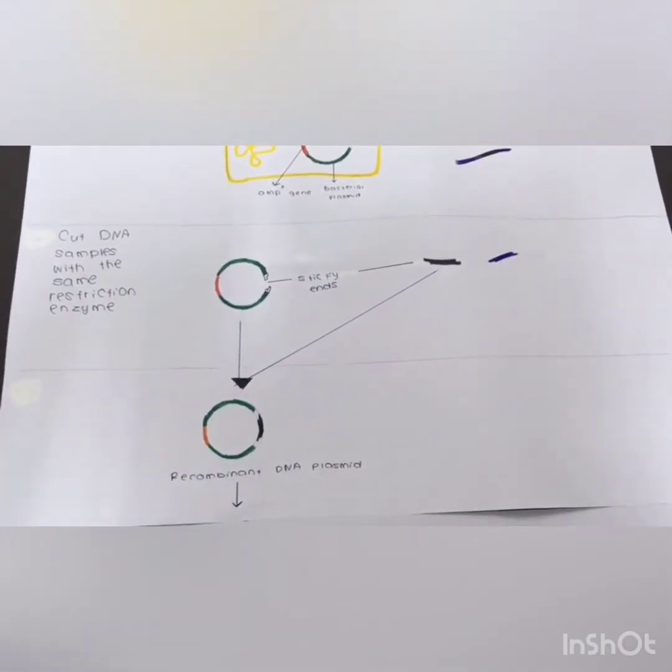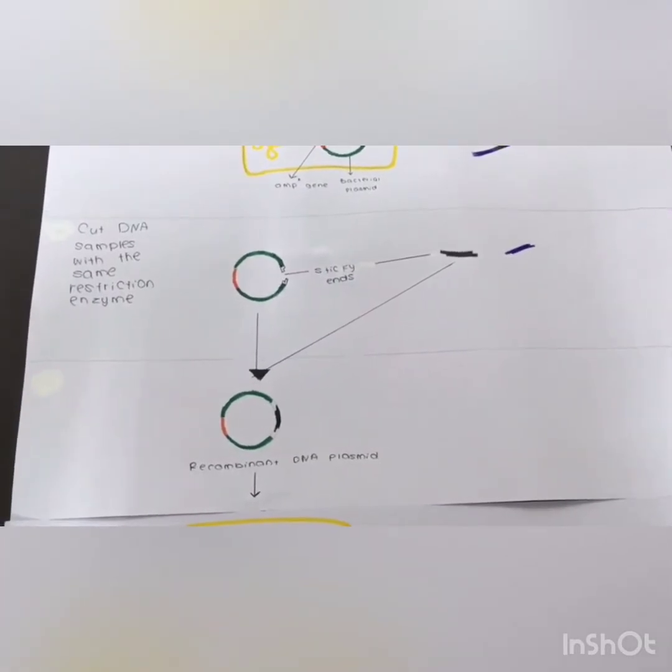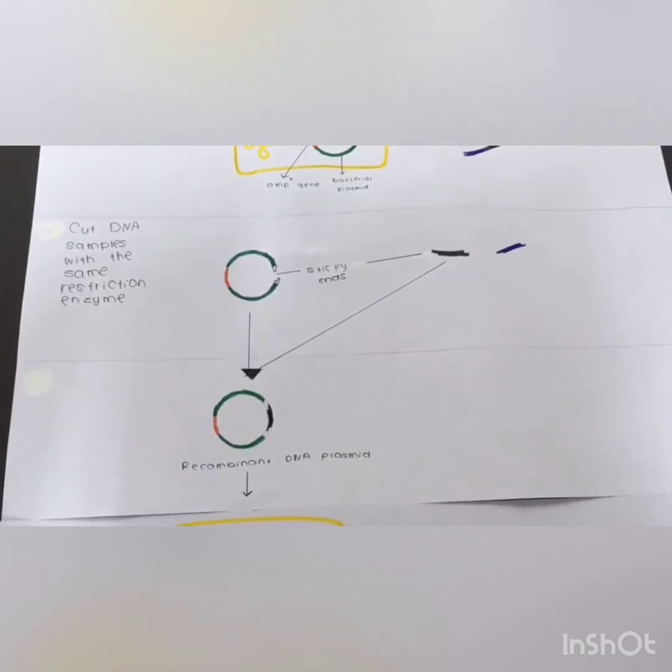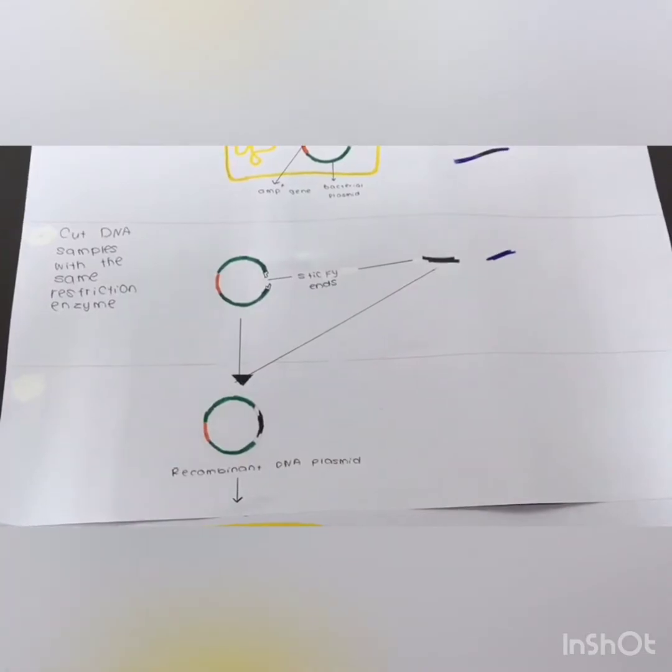Then insertion. In this process, the DNA fragment is inserted into the plasmid. They will join together by DNA ligase and form recombinant DNA. As the bacteria reproduce, the recombinant DNA is also replicated.